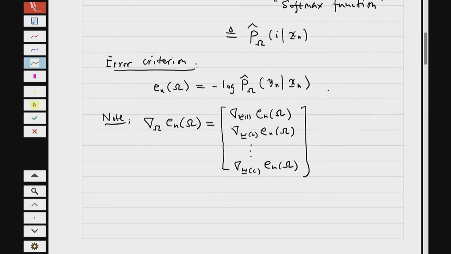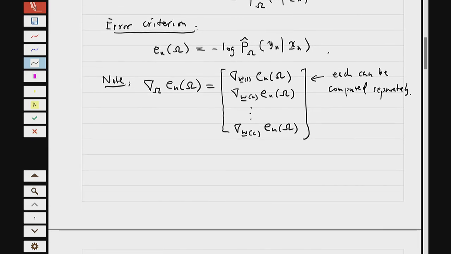So you see that naturally we have C different vectors to calculate, C different gradients to calculate. And it turns out that you can calculate them separately. Each can be computed separately using our regular method. Once you have that, then you do an SGD update.